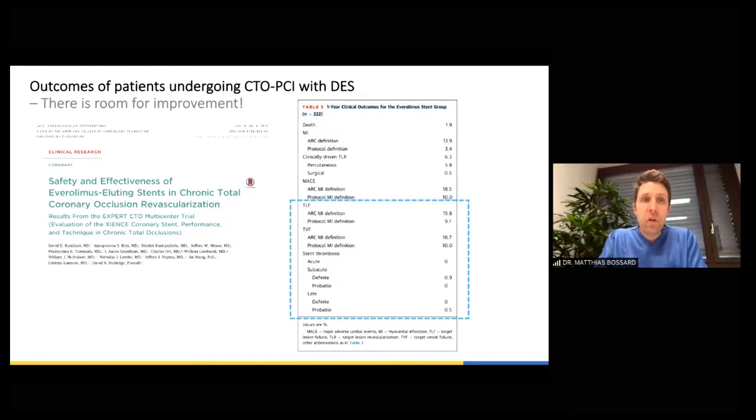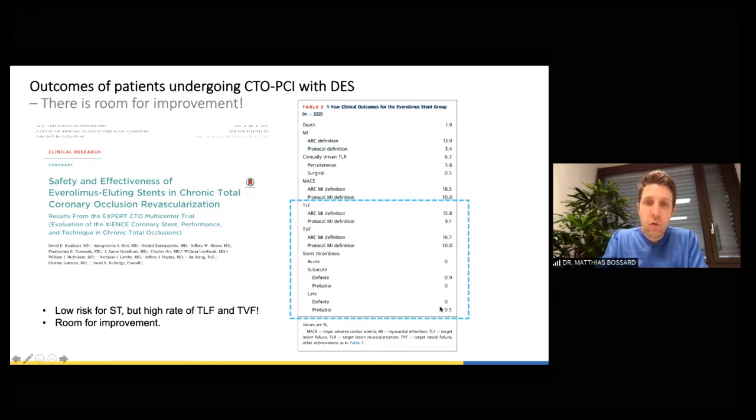The outcomes of patients who undergo CTO PCI with contemporary drug-eluting stents aren't that bad, but there is actually quite a bit of room for improvement. This is the data from the recently published EXPERT CTO trial. It's a multicenter trial which assessed the performance of an everolimus-eluting stent in patients who undergo CTO PCI.